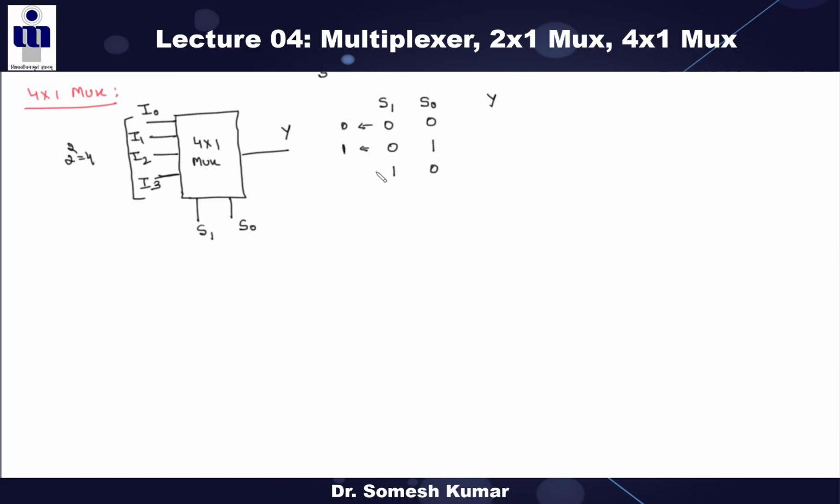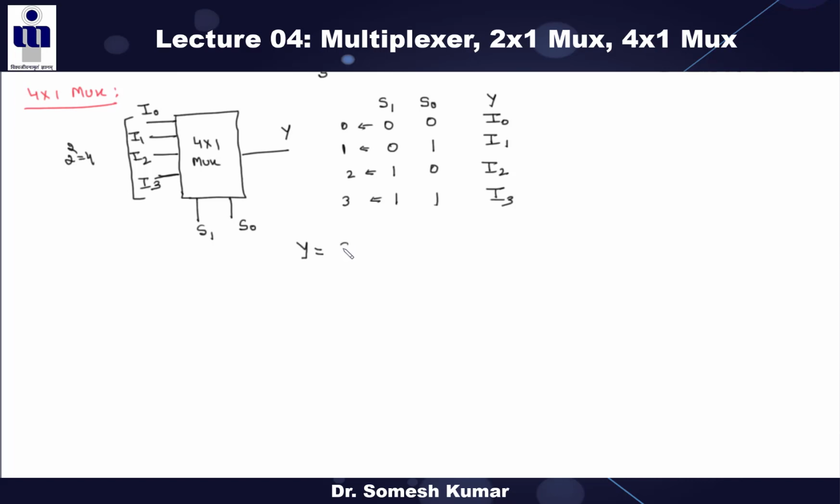And if it is 1, 0, what does it represent? If it is 1, 1, what does it represent? 3, right? So in a similar manner, these inputs are propagated to the output. When both select lines are 0, 0, I0 is propagated to the output, then I1, I2 and I3. You can also learn this thing from this. Understood? Clear?